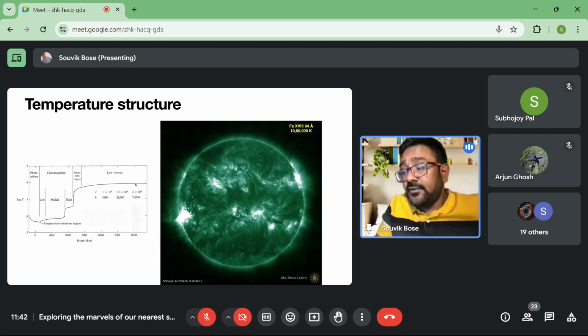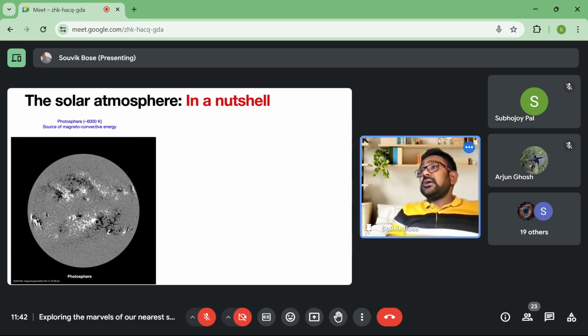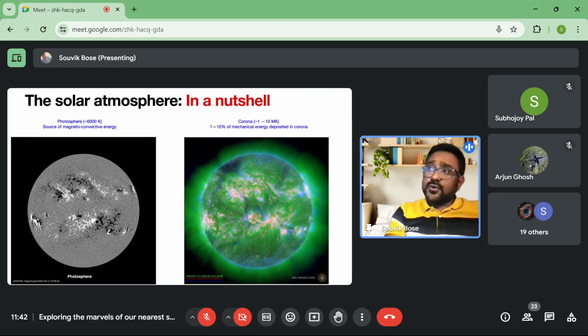And this is what my research specializes on. So, in a nutshell, this is what I'm trying to convey to you. You have the photosphere, which is roughly at about 6,000 Kelvin, and this is the source of magnetoconvective energy. Let me explain the term magnetoconvective. Convection, as you know, is where you see the granulation pattern, the heat transfer in the form of bubbles, granules, and so on. But here, because you have the magnetic field involved, it's called magnetoconvection. And this is where the source of magnetoconvective energy lies.